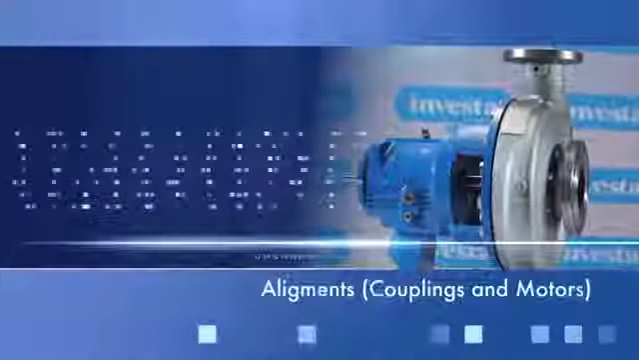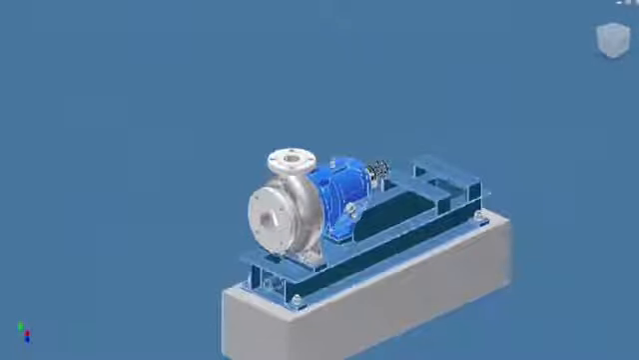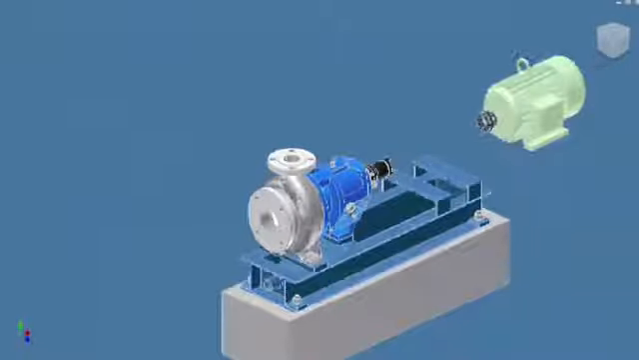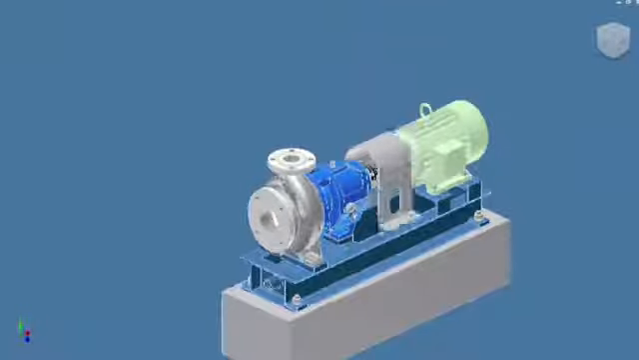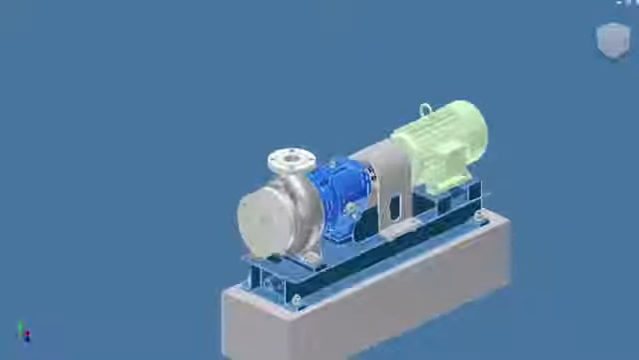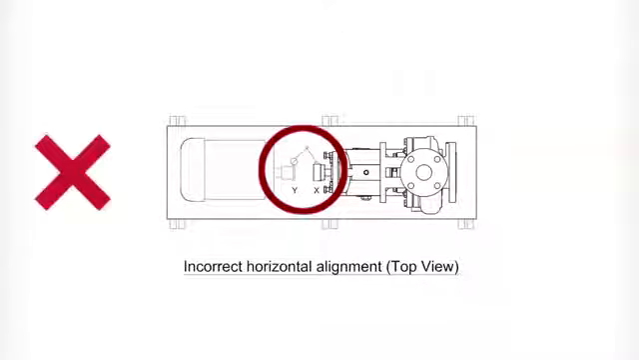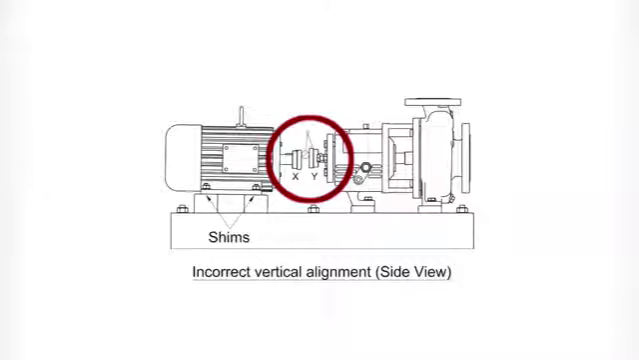Alignments, coupling and motor. Two improper ways of alignment can be corrected by horizontal correction and vertical correction.